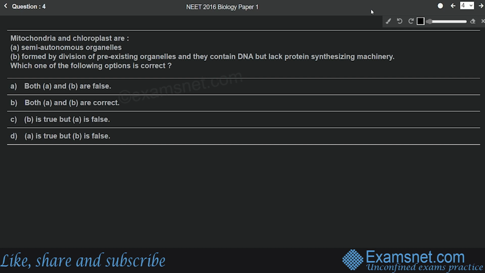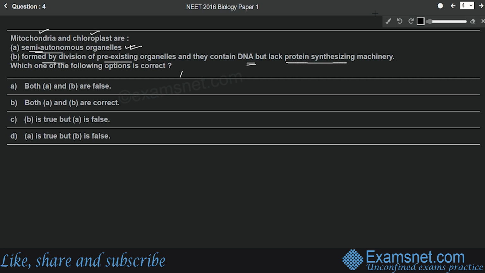Question number 4 is from the chapter Cell, the Unit of Life, and the question is: mitochondria and chloroplast are, first, semi-autonomous organelles, and second, formed by division of pre-existing organelles and they contain DNA but they lack protein synthesizing machinery. So let's discuss the first one, that is, are they semi-autonomous organelles? Yes, they are semi-autonomous organelles.